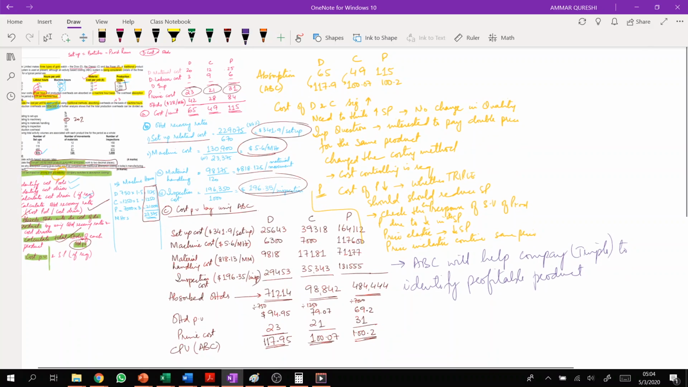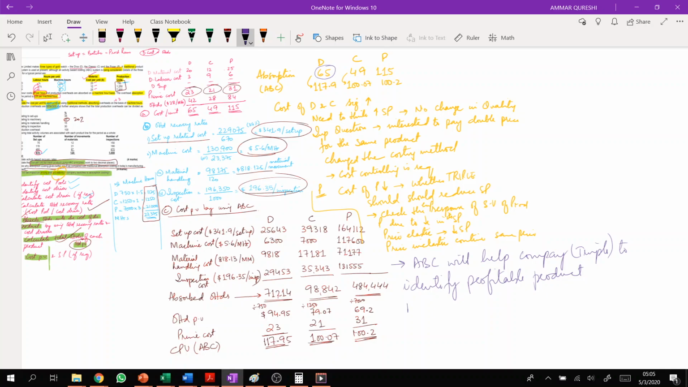Let's try to understand this. For product D, we were thinking that the cost of the product is just 65. Practically the cost is not 65, practically the cost is 118. So apparently, we were thinking that this product is profitable because its cost is just 65, but its cost is not 65. Its cost is 118. That means this is a low profitable product.